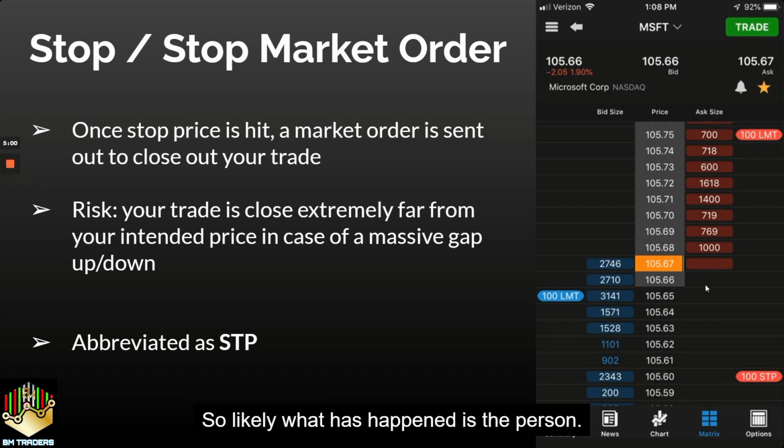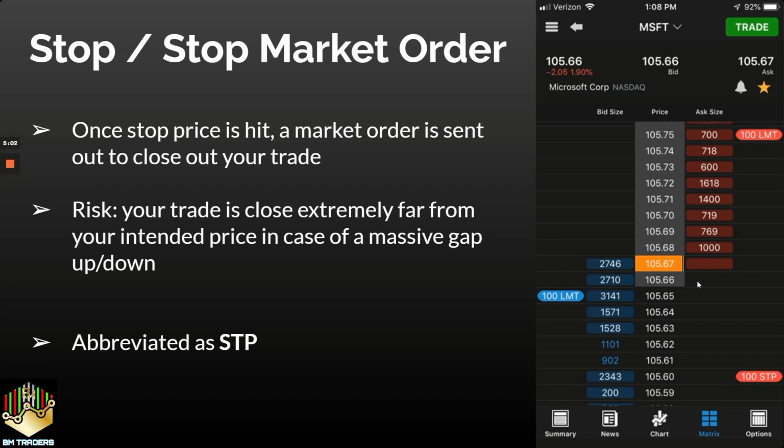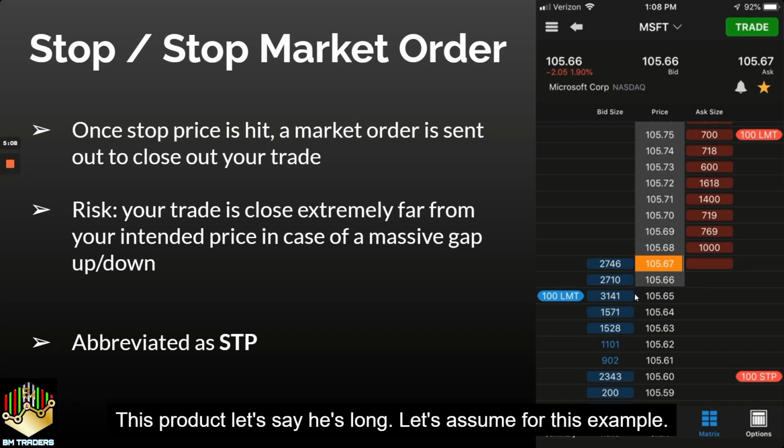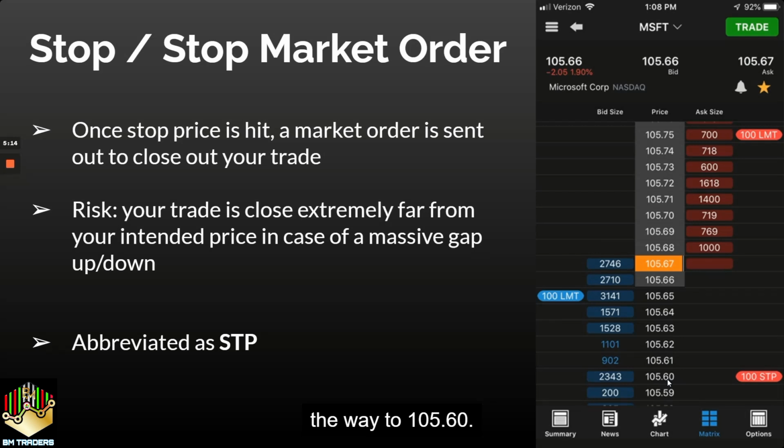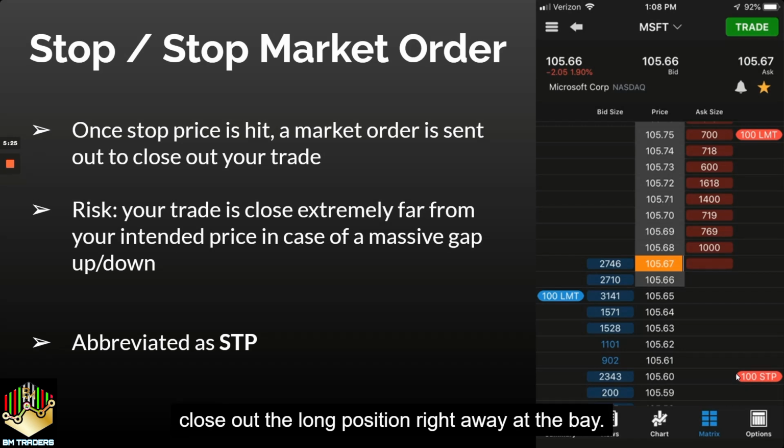So likely what has happened is the person has either bought this product, let's say he's long. Let's assume for this example he's long. So in this case, if price comes down all the way to 105.60, aka if bid ask was here, then the stop order will become live and it will execute a market order. So it will close out the long position right away at the bid.